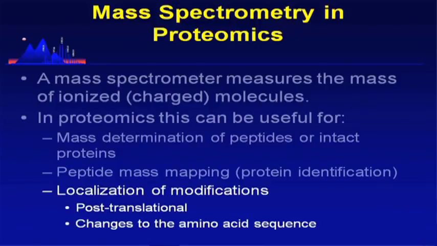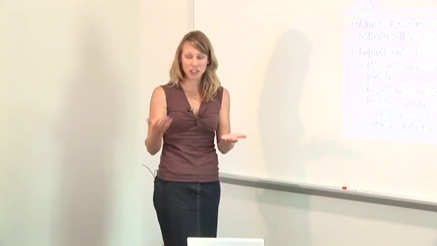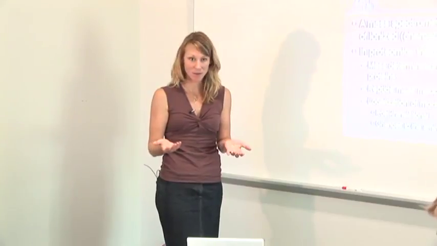Now, the ability to measure masses can also be used for more specific applications. For example, the determination or localization of post-translational modifications. Because if you're modifying a peptide sequence, you're changing the mass of that amino acid. And so that change in mass is something we can detect with a mass spectrometer.